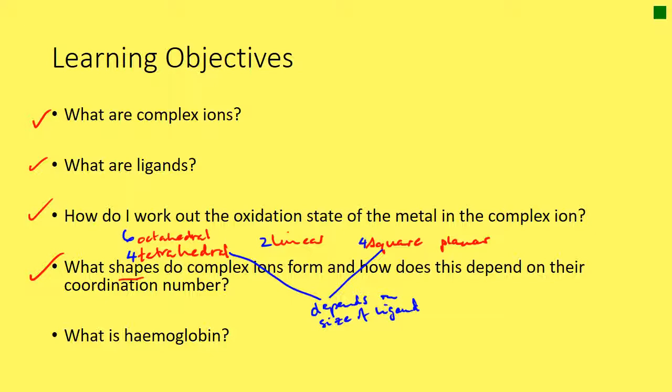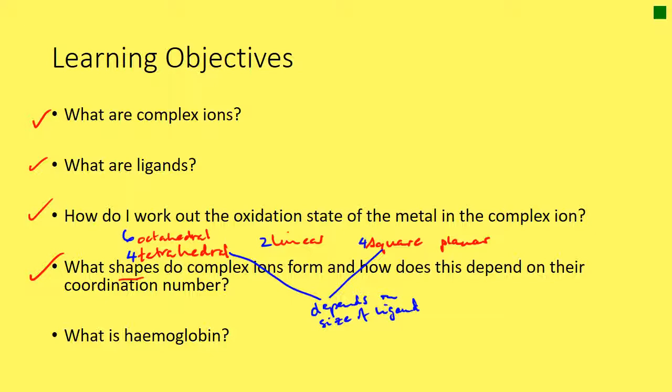And let's not forget a square planar. And the coordination numbers, this one was 6, this one was 4, this one was 4, and this one was 2. So there are shapes for our complex ions, and whether it's a tetrahedral or square planar depends on the size of ligand. Smaller ligands, tetrahedral; larger ligands like chloride, square planar.